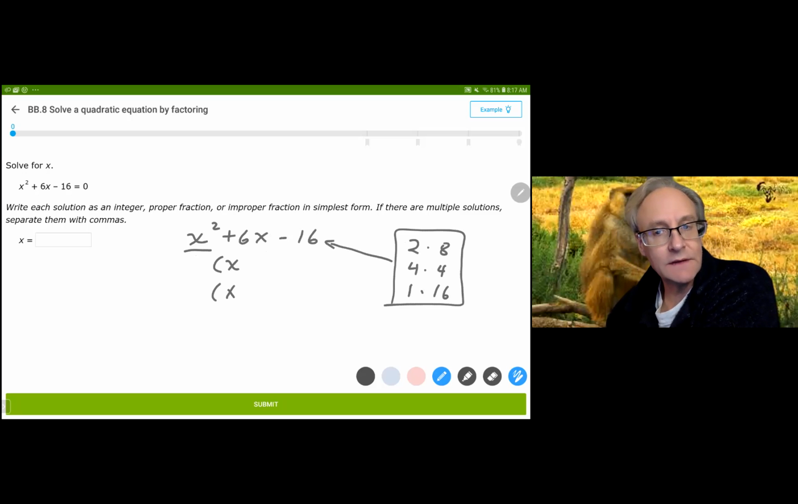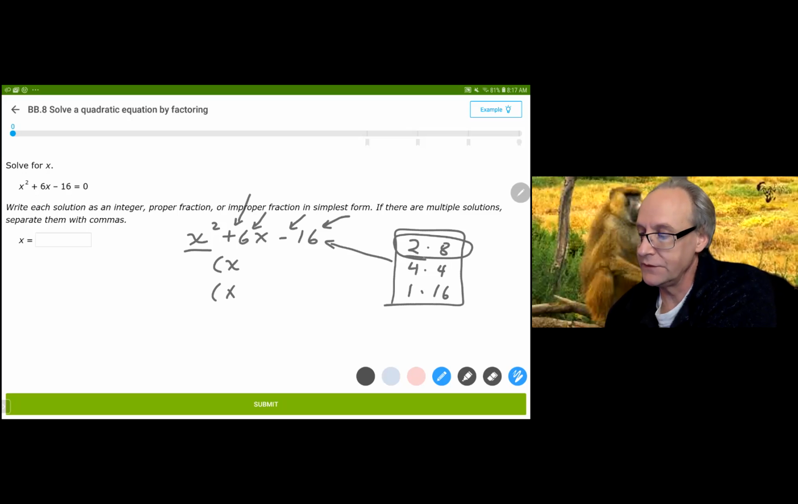But if I read this trinomial backwards, the way I'm supposed to, I want a product of 16 and a difference of 6. And I want the bigger one to be positive. All of these things give us clues as to how to put these together. Now, which one of these pairs has a difference of 6? Well, this is the one we're looking for, the 2 and the 8. So I like to write my 2 and my 8.